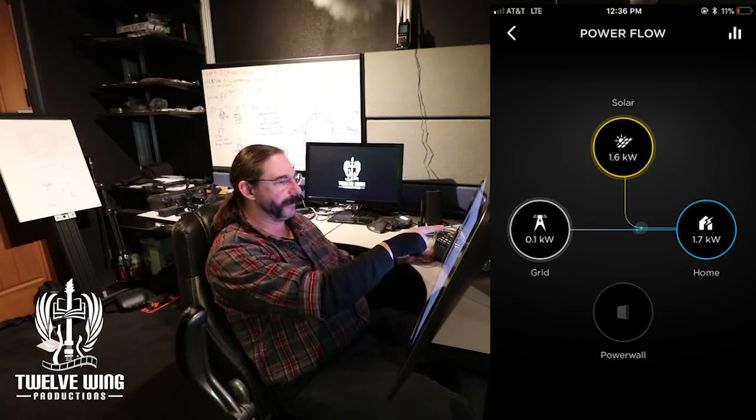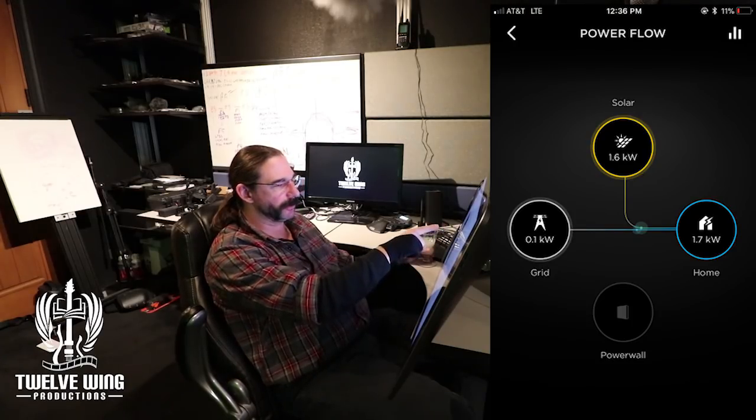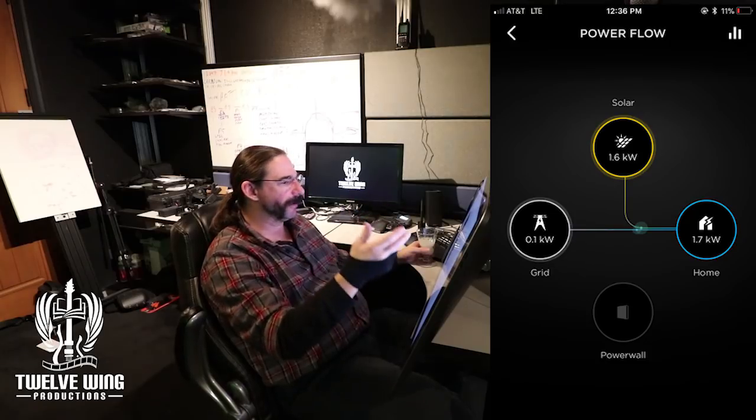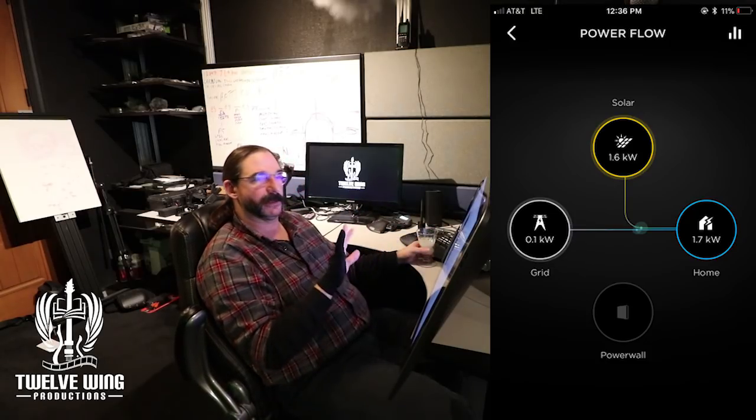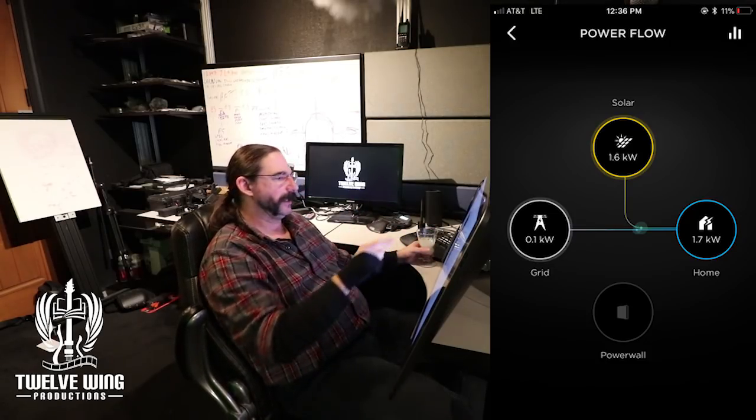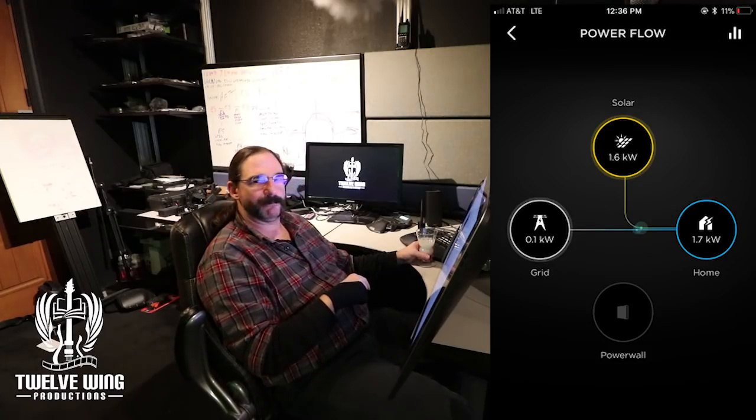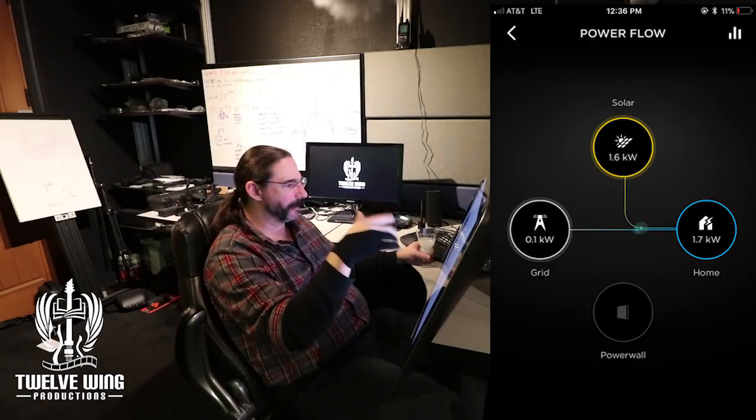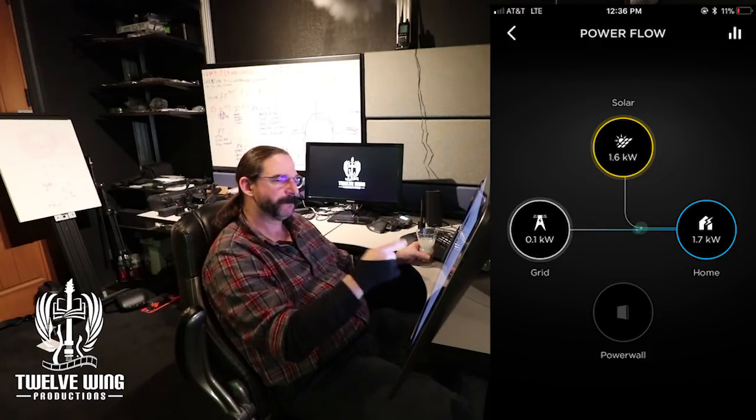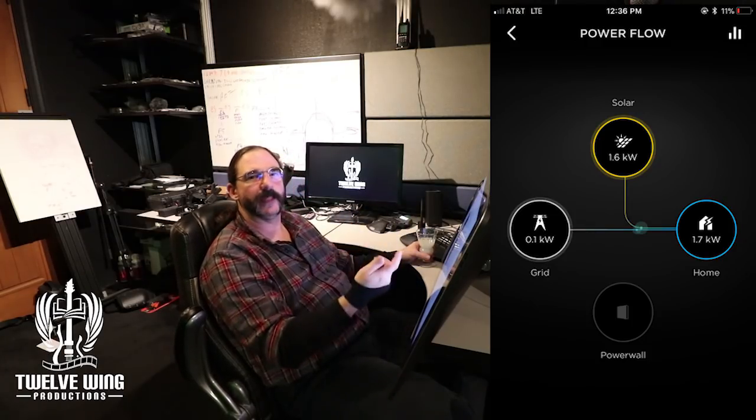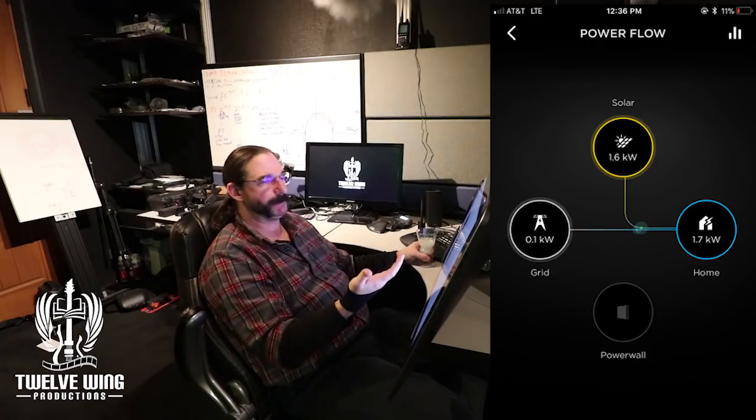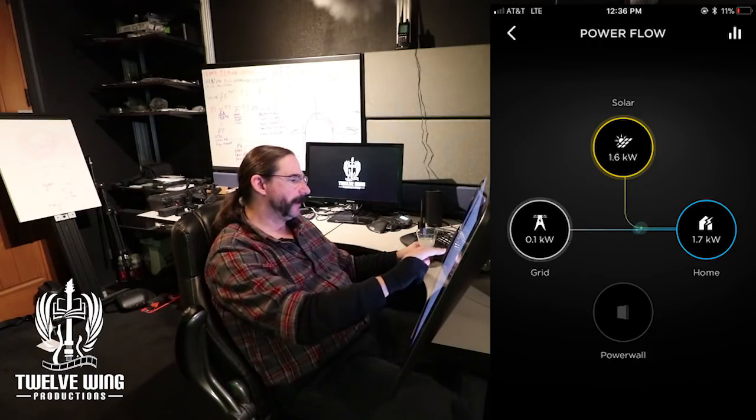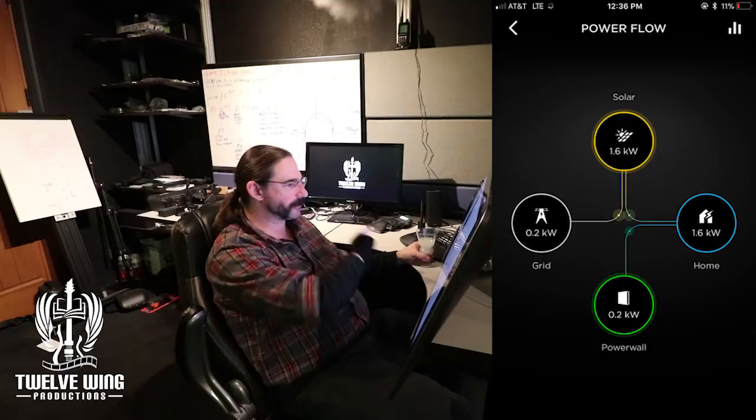So the first one here, 1.6 from the solar. Home was drawing 1.7. The grid comes in and says, I'm going to give you that 100-watt light bulb worth of power. And again, momentary, so maybe I'm just nitpicking this to death. But I would have liked to have gotten that from the Powerwall. It's speedy. It's supposed to be there. And so then we see the next one here.